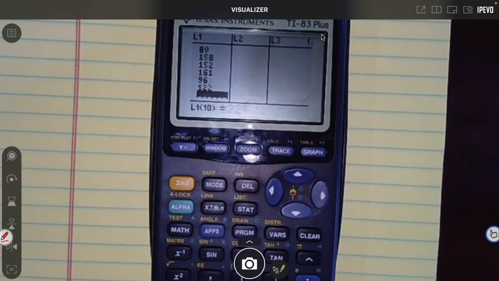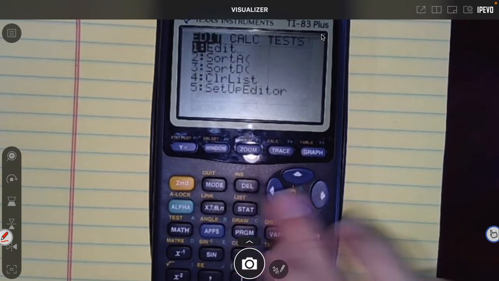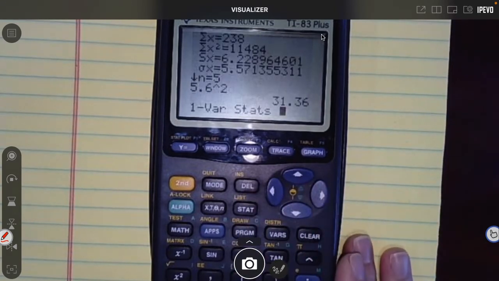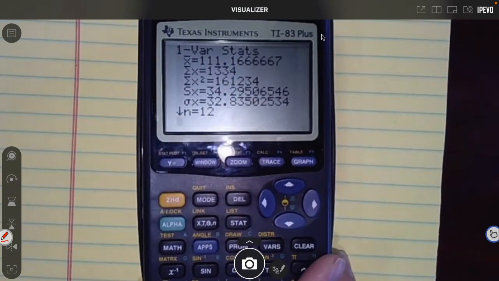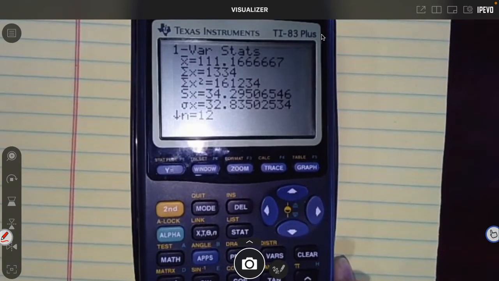Do we click stat? You're going to click stat, calculate, and you're going to find your mean and your standard deviation. Did you get this? Because I did mine really fast. Did y'all get that for your mean and standard deviation?